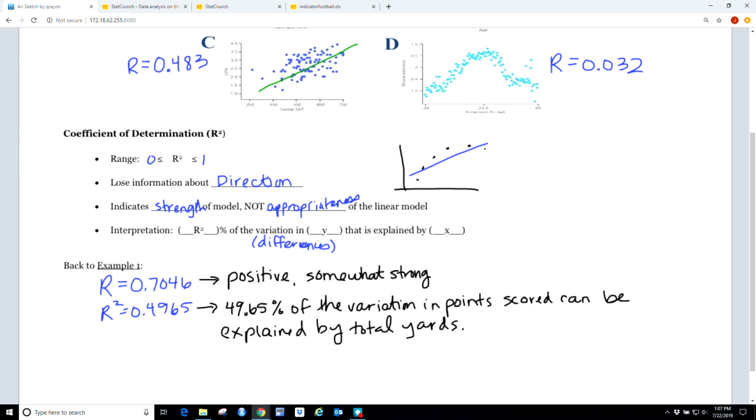Right, so that takes us through correlation and the coefficient of determination. In the next video, we're going to do an example of putting everything together.